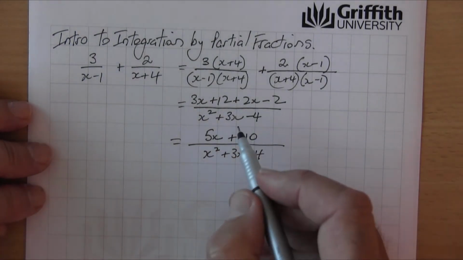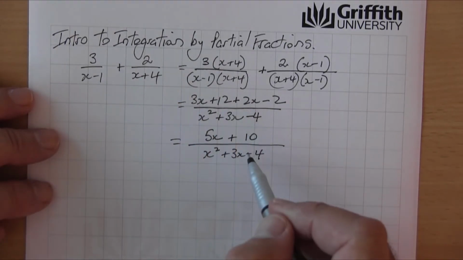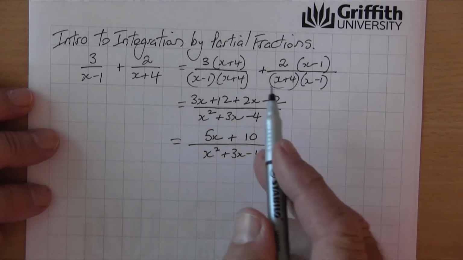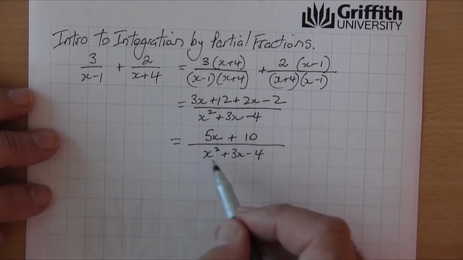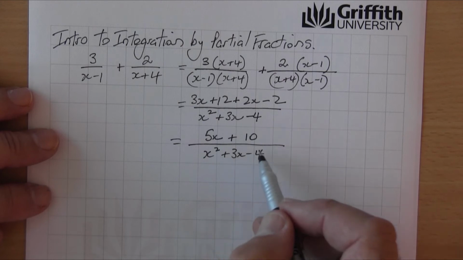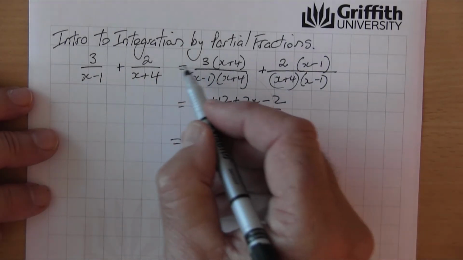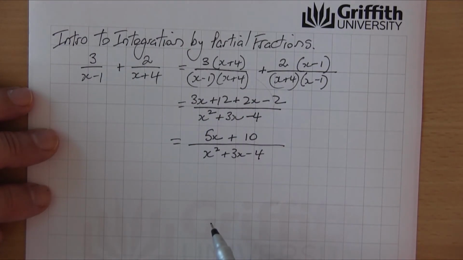Okay, so that's how to combine fractions. Partial fractions starts with the single fraction, and you've got to break it up into its parts. So if you like, it is a reverse of that.